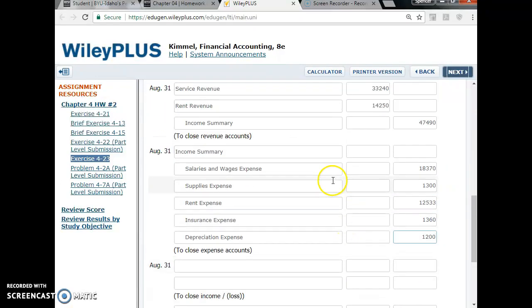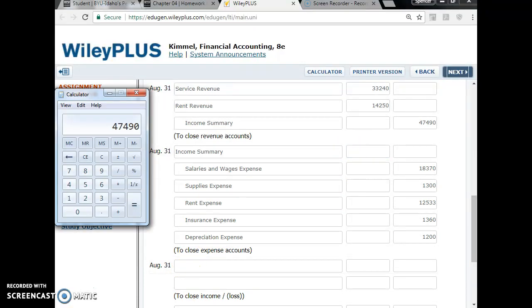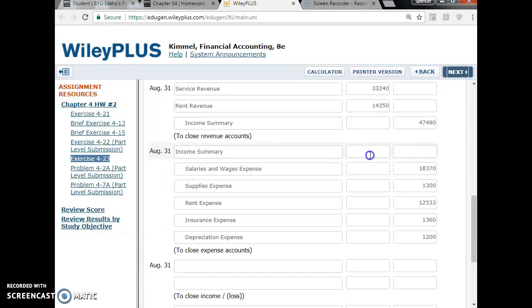And then we're going to add all these up, and that will give us our income summary. So we have 18,370 plus 1,300 plus 12,533 plus 1,360 plus 1,200. So our income summary balance for our expense accounts is 34,763.